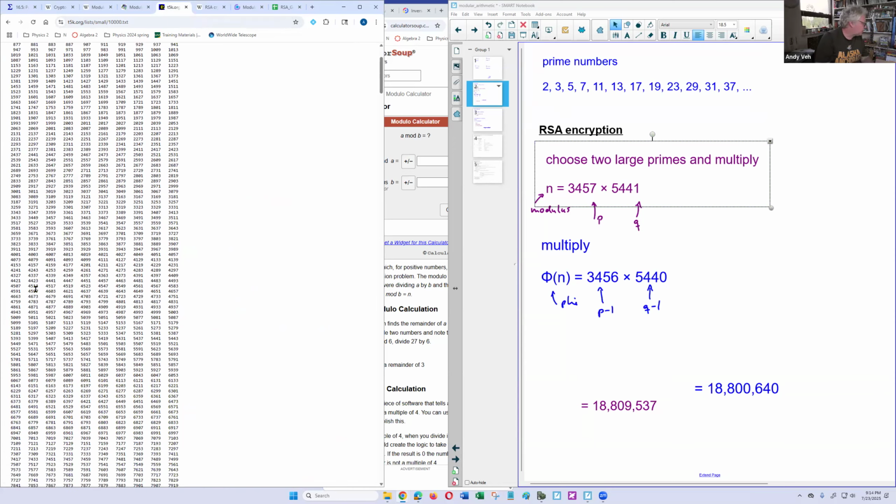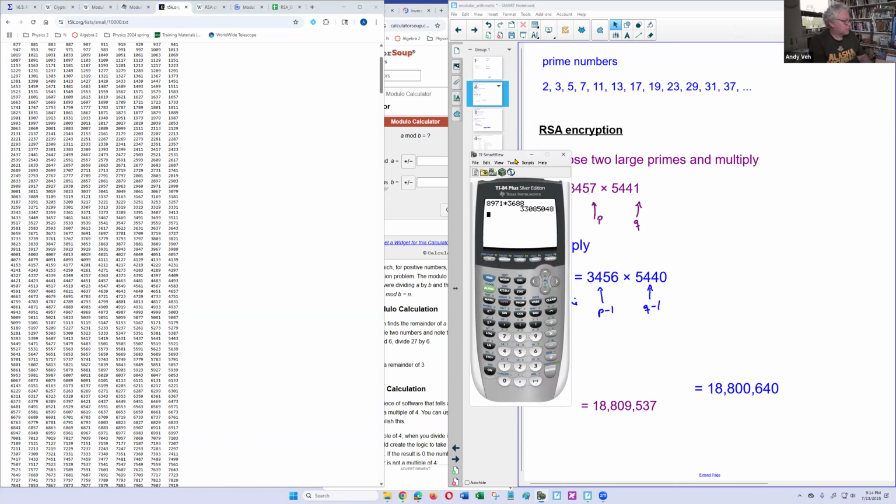All right. So for example, 3,457, somewhere in here, I found it. There it is. All right. So it's all good. And you can look for the other one. And in real RSA encryption, they actually go with really, really large numbers. So a moment. Oh, there's my calculator.